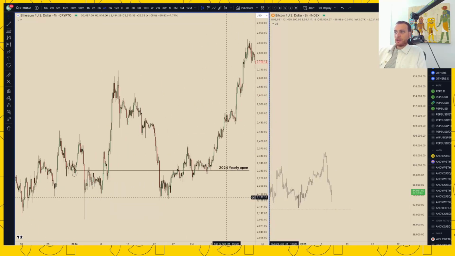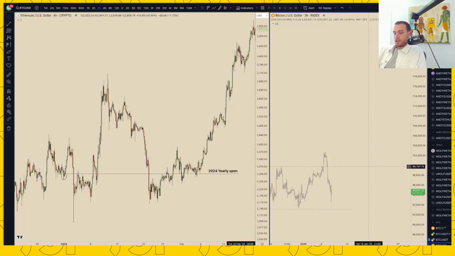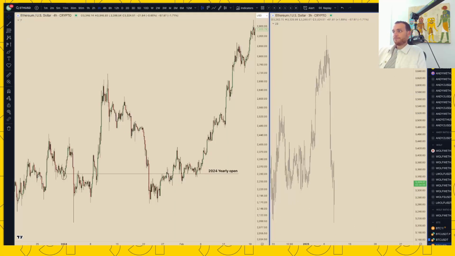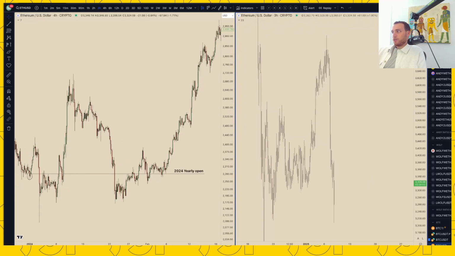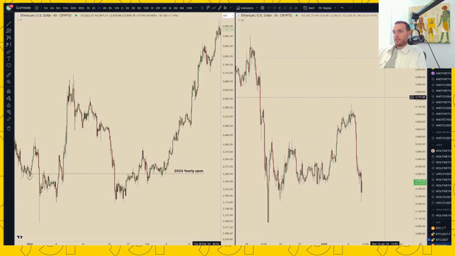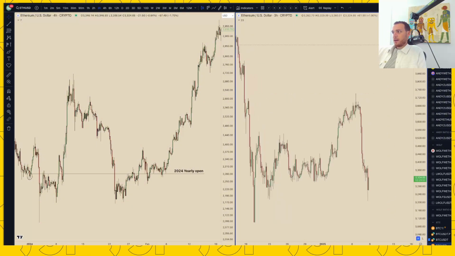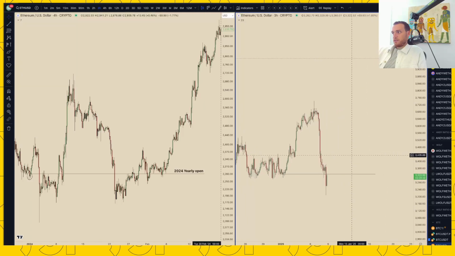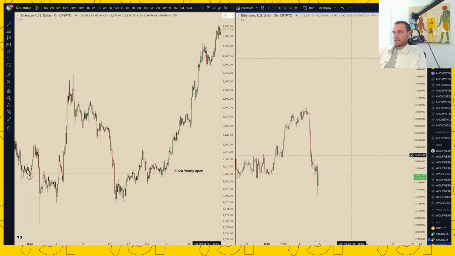ETH actually just did the same move as well. Here we can even just go to ETH and see if it looks similar, right? It should. All right, so here's ETH this year. You can even see how similar it looks right here, right? So here's the open, right here. Yeah, it's a little different, but in a way it's the same, right?